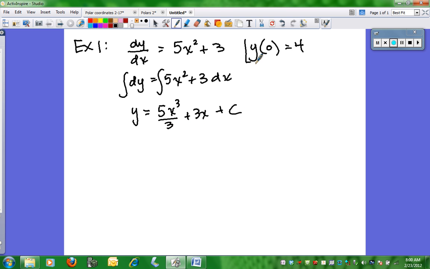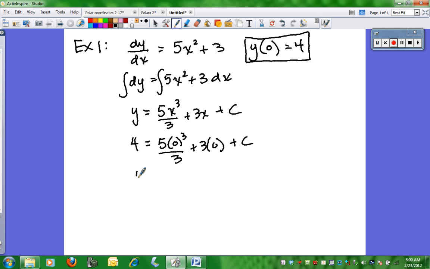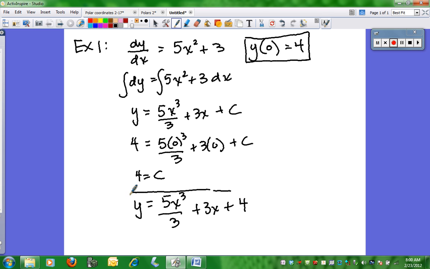We use our initial condition right here, y of 0 equals 4. We plug in 0 for x, 4 for y, and we solve for c. We see in this case that this goes to 0 and this is 0, so 4 is equal to c. So my solution to this differential equation is y equals 5x cubed over 3 plus 3x plus 4. So that's what we've done in the past. Now we're going to just turn it up a notch, just a little bit.